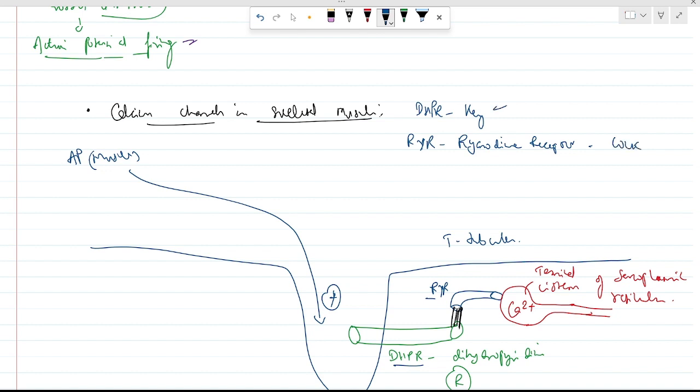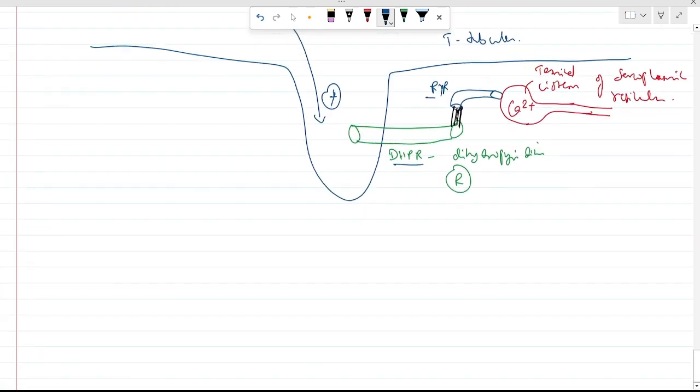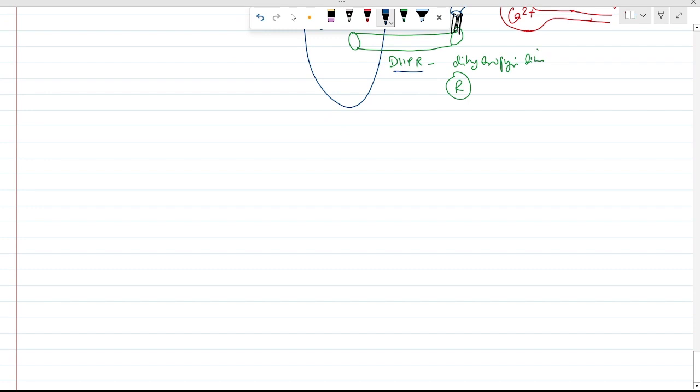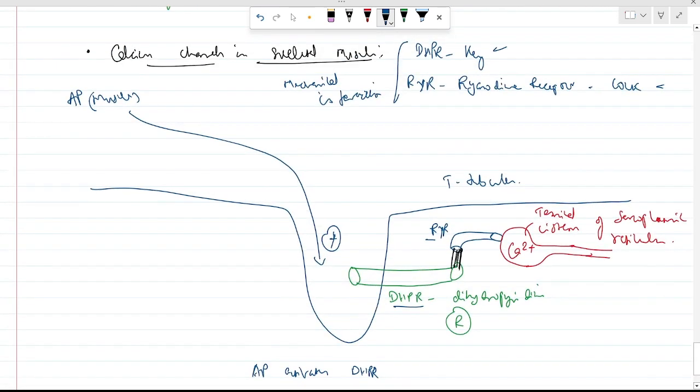So there is a lock and key mechanism between DHPR and RYR. Lock is our RYR, key is our DHPR. These two have mechanical interaction. Now when action potential reaches here, we'll write the steps. Action potential reaches and activates DHPR. Now, as DHPR acts as the key, it's the key to opening the lock, that is RYR.